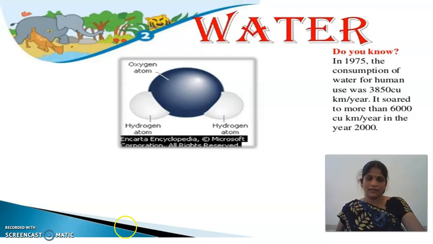Okay, in that 70% of water, you just take it as 100% of water. In that 100% of water, 97% is present in the form of oceans and seas. Can we use the ocean water and sea water? No, because it is salty.